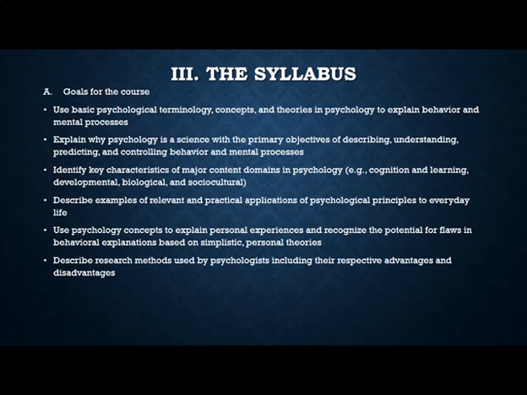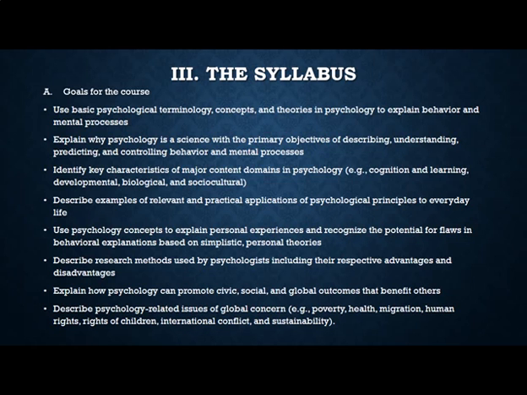So you'll be able to describe research methods used by psychologists, including their respective advantages and disadvantages, something we do early on. Explain how psychology can promote civic, social, and global outcomes that benefit others. Again, this is a really important thing for me. I want you to be able to take what you're learning and use it to make this world a better place. It sounds so dewy-eyed and optimistic. I'd rather you make it a better place and not a worse place, so let's try that. So, describing psychology-related issues of global concern. We'll talk about things like poverty and how it's an important psychological concept because it influences how our brains develop. We'll talk about things like migration.